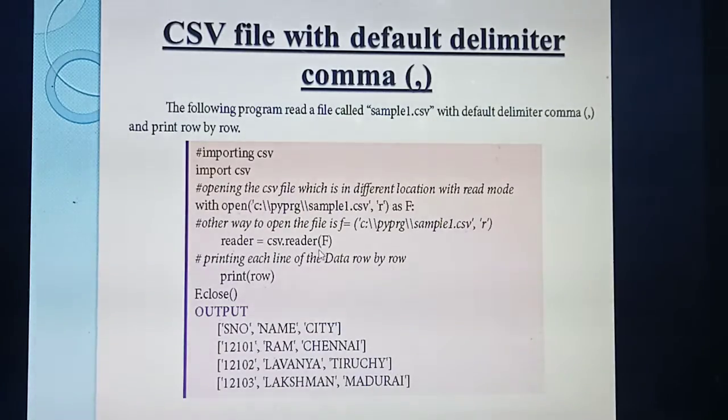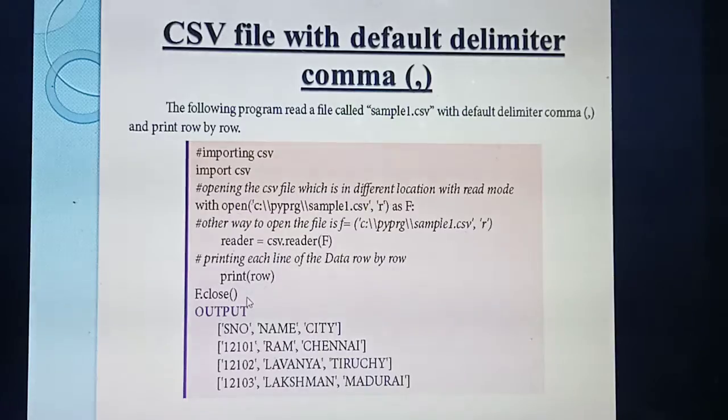csv.reader(f). Next, you are going to print each thing row by row: print(row). You are going to print each data or each field as a row. Next, last thing, you need to close the file. What's the file object? f.close(). Understood the program?